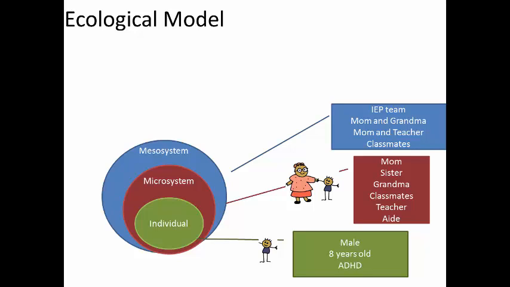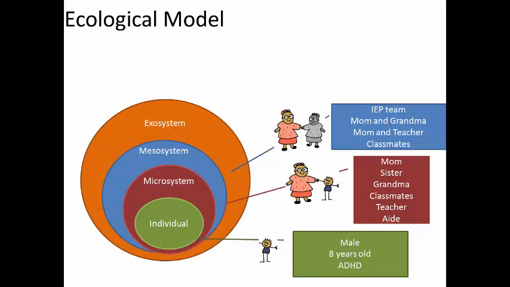So if the IEP team discusses resources for the child, that will have an indirect influence, although the child may not be there. The relationship between mom and grandma, mom and teacher, and the child's classmates all have an indirect influence on the child. So maybe mom and grandma are in the same household and they're very supportive of each other, and that might decrease the stress in the household, which then indirectly affects the child.